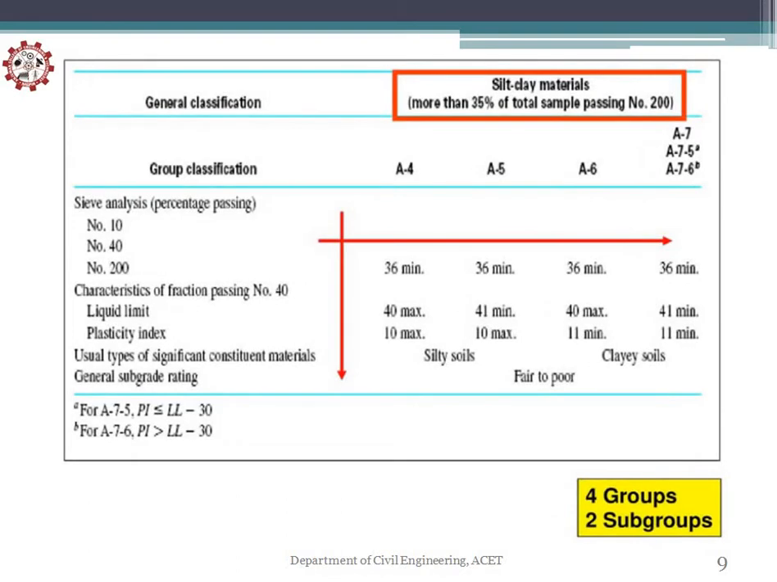In this you can see A4 to A7 given, and A7 is further classified into A7-5 and A7-6. You can see that from A4 to A7 the soil goes from silty soils to clayey soils, and their rating goes from fair to good, to poor. That means silty soils are fair and clayey soils are very poor. For A7, the plasticity index is less than or equal to the liquid limit minus 30, and here it is greater than the liquid limit minus 30. So very bad and highly expansive soils are in the A7 category.